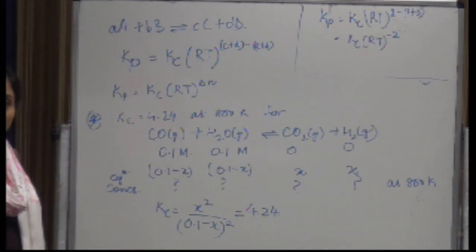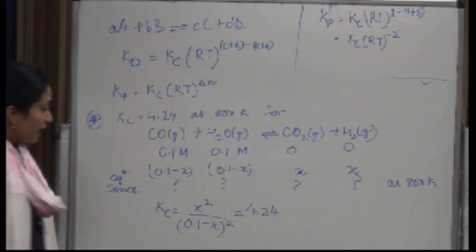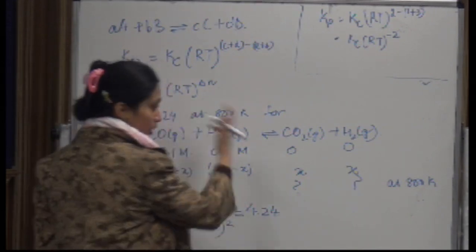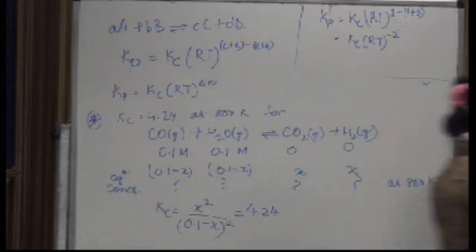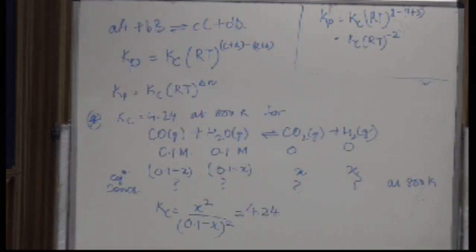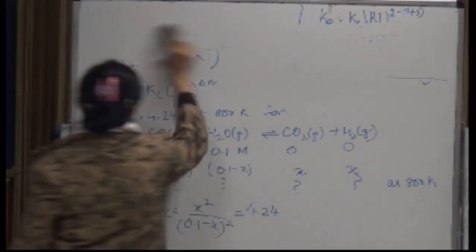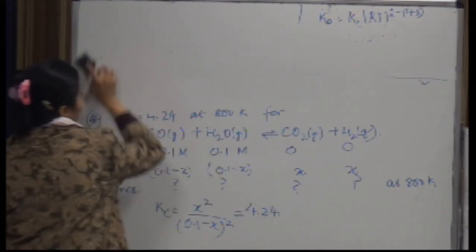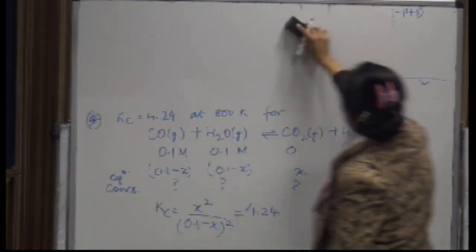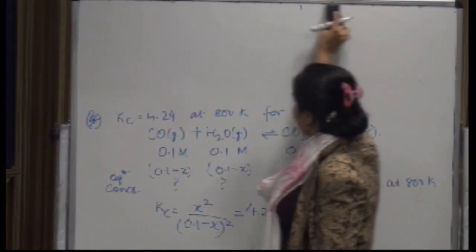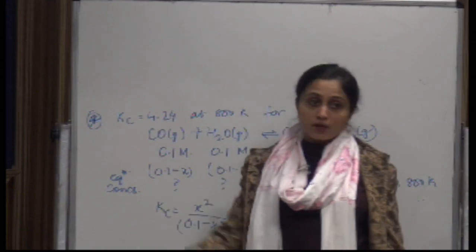ठीक है? This is equal to 4.24. Now all you have to do is just form a quadratic equation in terms of x and you will solve it. Just do it quickly. What you have here, I repeat it again, is you are given the value of Kc and you have to calculate the equilibrium concentrations. If you are given the initial concentrations, wonderful.